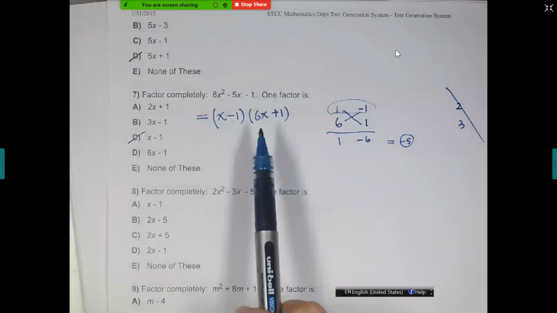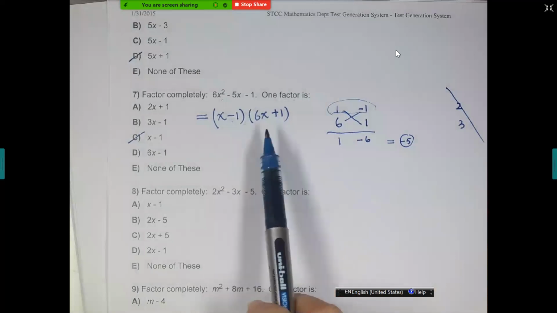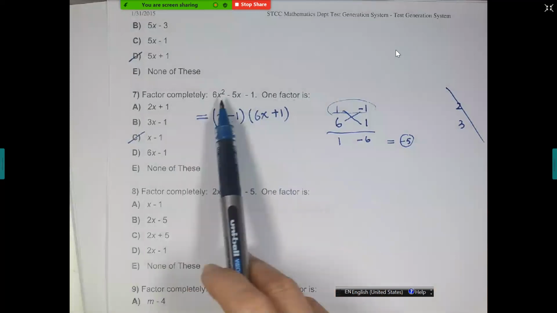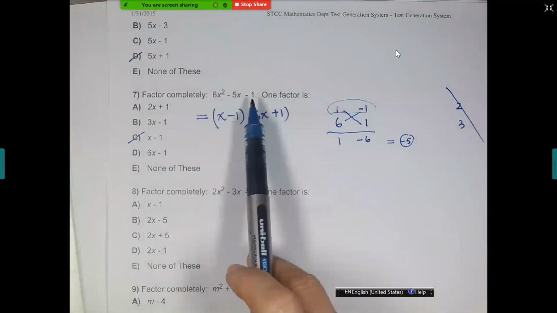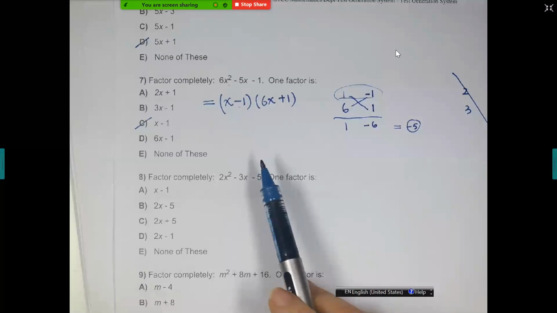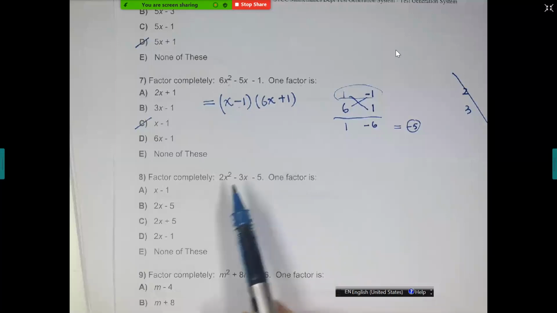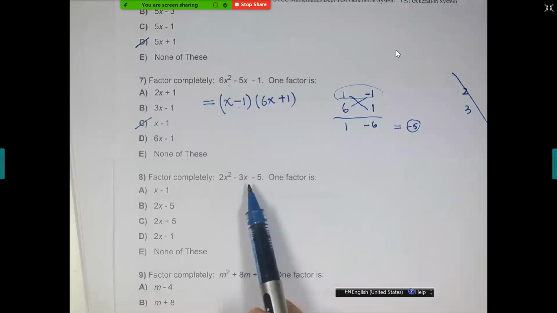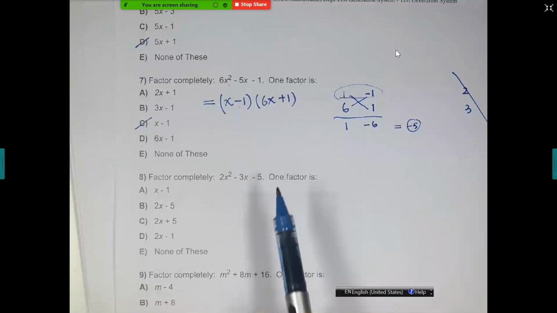Even on the real test, you will also see a factor problem. Trinomial, leading coefficient is not 1. Okay, the next one still. So you will have trinomials, leading coefficient is not 1. So what do we have here? I have 2x squared minus 3x minus 5, no GCF. So always check GCF. And this one has no GCF. Okay, so now we're going to move forward here.